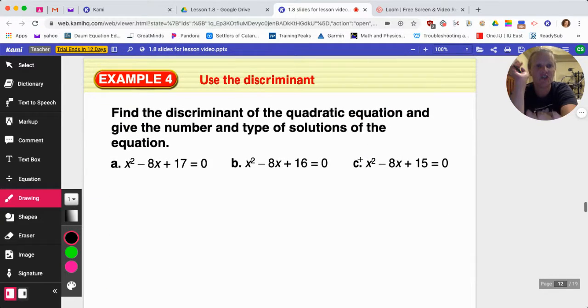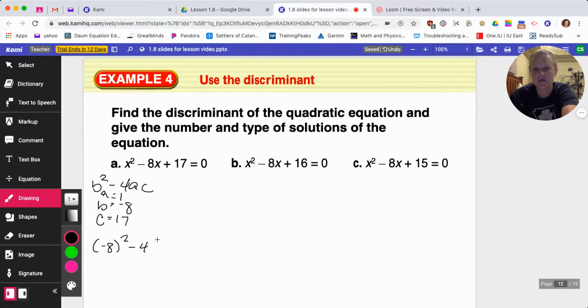So now we get to play with just the discriminant, which is a happy day because we don't have to do all the hard math. We just have to figure out b squared minus 4ac. So for this first one, we know that b is negative 8, a is 1, and c is 17. So b squared, which is negative 8, minus 4 times a times c. 4 times 17, I certainly don't have memorized. 68. So negative 8 squared is 64, minus 68 is a negative number.